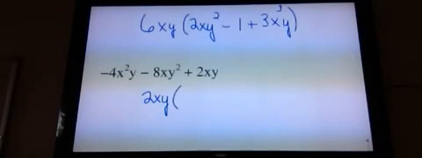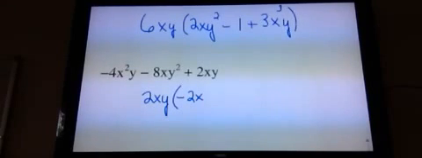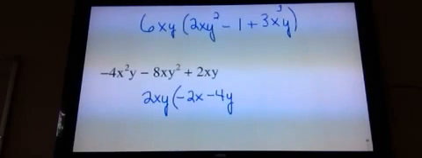And divide. 2 into negative 4 is negative 2. X into x squared, so I'm taking 1 away, leaves me x. Y into y would cancel. 2 into negative 8 is negative 4. X into x would cancel. Y into y squared would leave me the other y. And 2 into positive 2 is positive 1. X into x would cancel. Y into y would cancel.